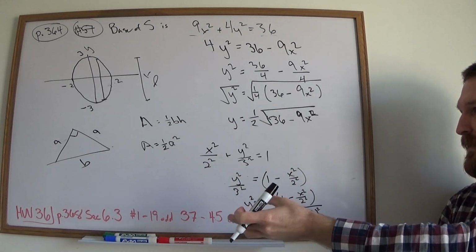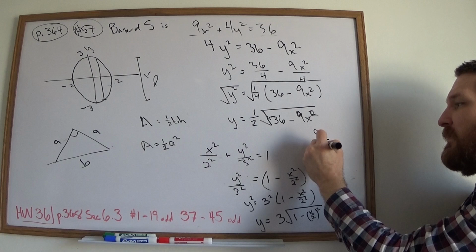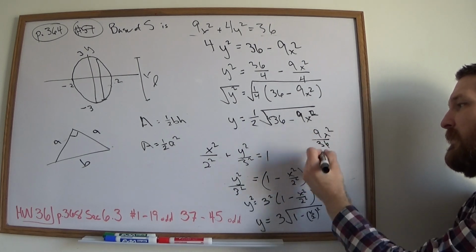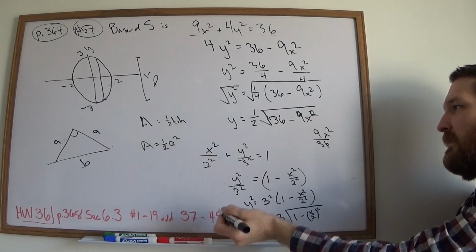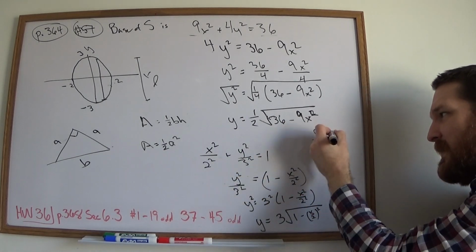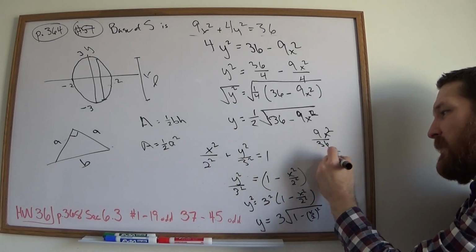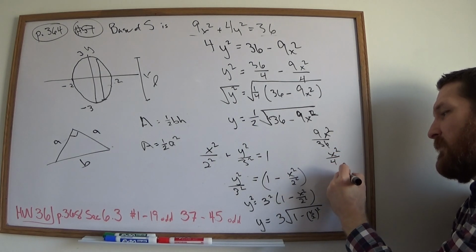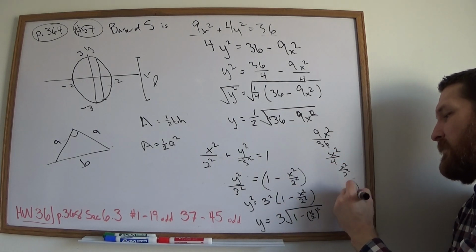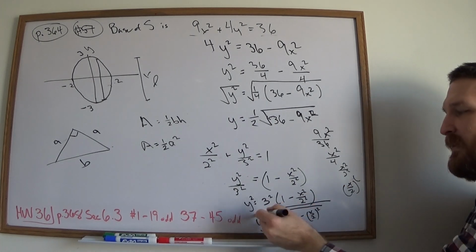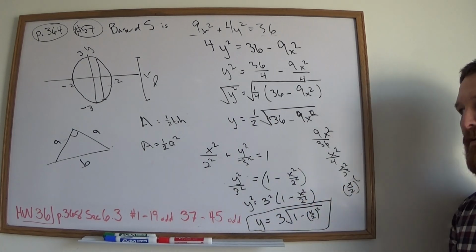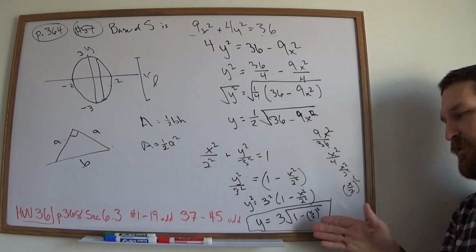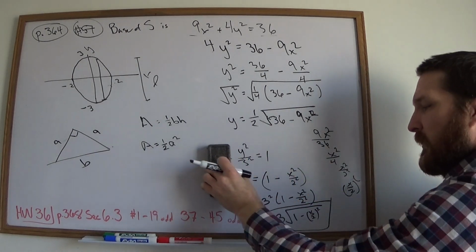Pull out the 36. You get 9 over 36 x squared. And then pull out the 4, and then you have x squared over 4, which is x squared over 2 squared, which is x over 2 squared. So it is much cleaner to go down this route. Much cleaner to do that. And so, okay, we've done that.